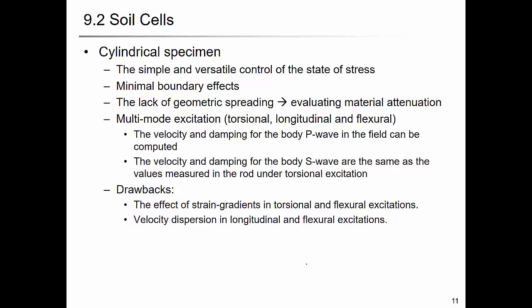So the cylindrical specimen has many advantages. That's why we are using it for the triaxial strength test and the resonant column test. Minimal boundary effect, and there's no geometric spreading.